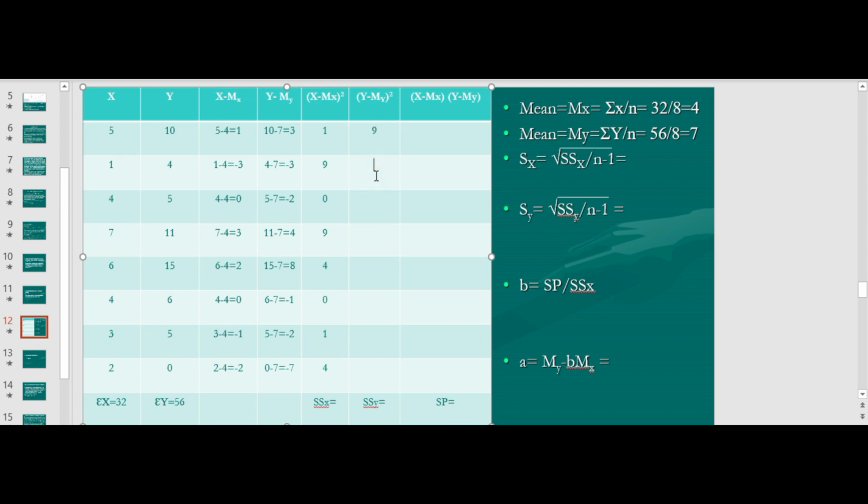9, 9, 4, 16, 64, 0, 1. I will recheck it. 4 and 14. So the squares are 9, 9, 4, 16, 64, 1, 4 and 14. Okay.